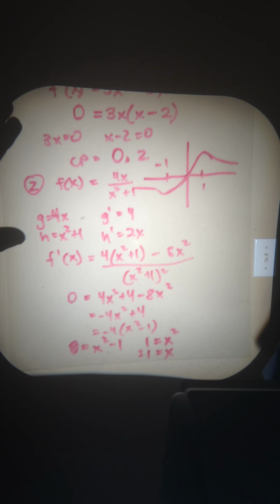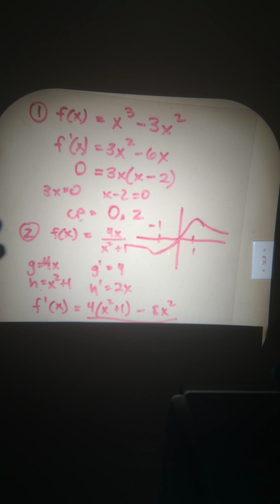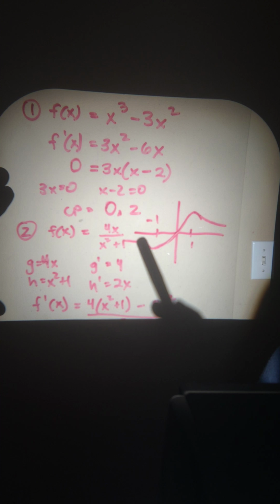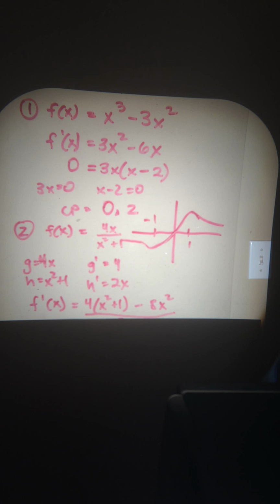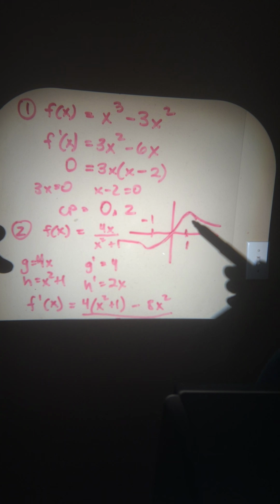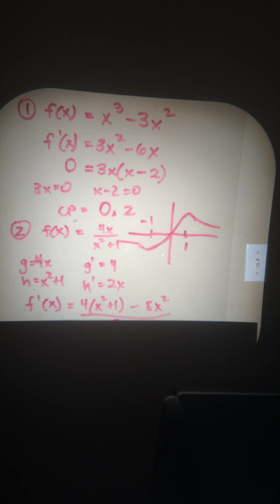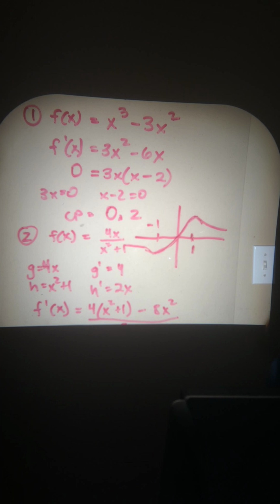Now going back up to this graph, I plugged it into the calculator to check our work while we're learning. That's totally fine. The graph looks like this. We can see that at 1 we do have a max, so this is a critical point. And then down here at negative 1, we have a min. Okay, now let's look at another type of problem.